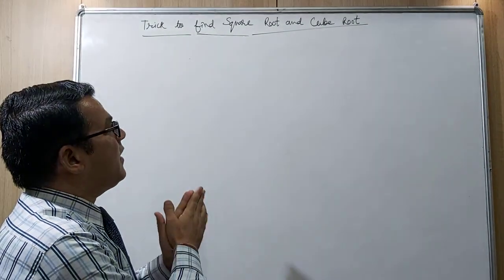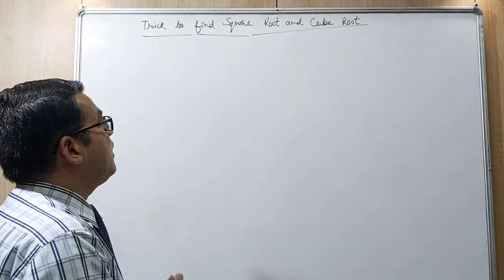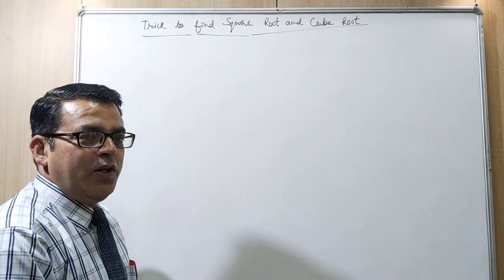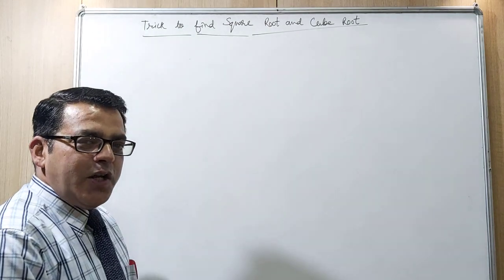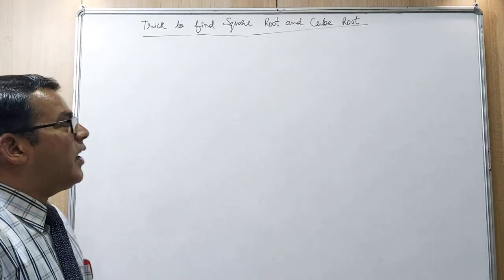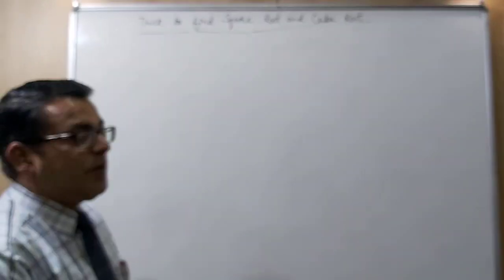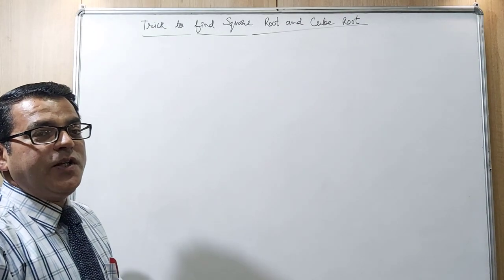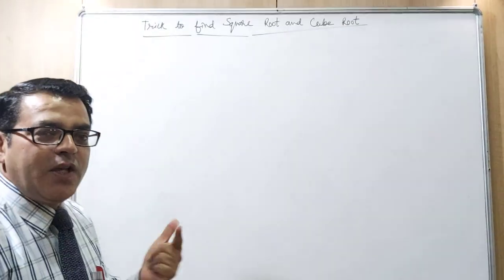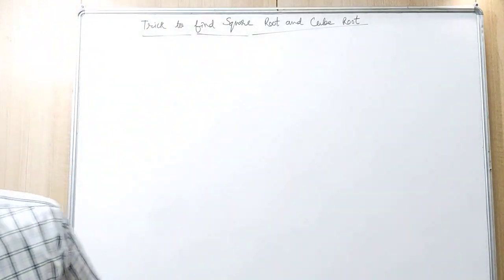As you can see here, today I am going to tell you how we can find square root and cube root. Today I am going to tell you a trick for how we can find them easily. First I am talking about square root, how we can find the square root of a perfect square number within seconds. So let's start today's trick.